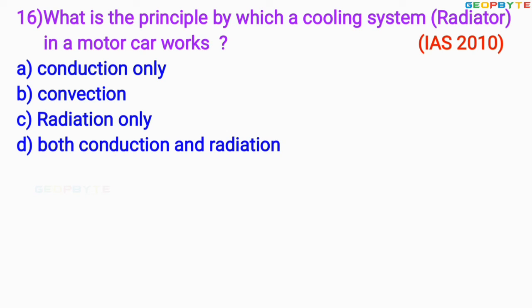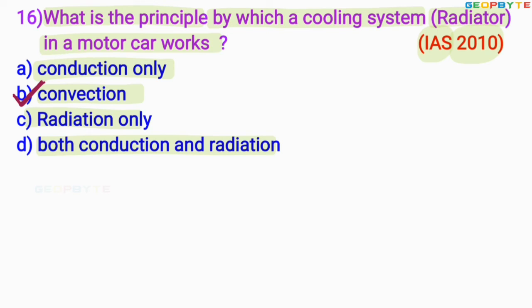Look at the 16th one, asked for IAS in 2010. What is the principle by which a cooling system, that is radiator, in a motor car works? Option A, conduction only. Option B, convection only. Option C, radiation only. D is both conduction and radiation. Dear friends, remember, in the radiator, the kind of heat transfer is convection. Therefore, option B is absolutely correct. I hope you got my point.